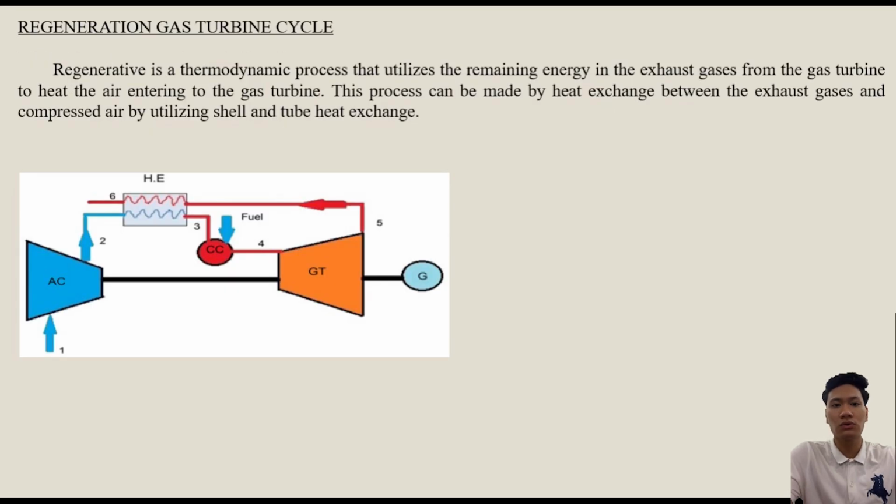Okay, now we go through the diagram of the regeneration gas turbine cycle. As in the diagram below, we can see regeneration is a thermodynamic process that utilizes the remaining energy in the exhaust gas from the gas turbine to heat the air entering the gas turbine. This process can be made by heat exchange between the exhaust gas and compressed air by utilizing a shell and tube heat exchanger.